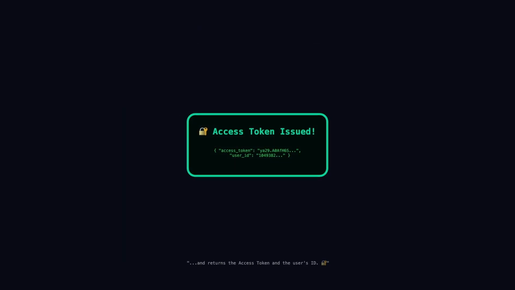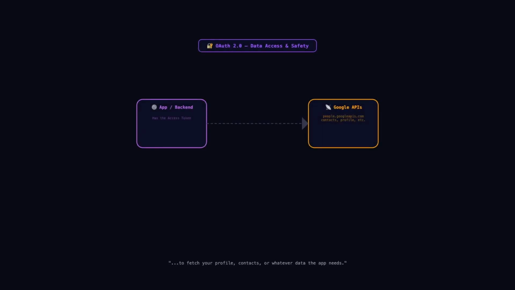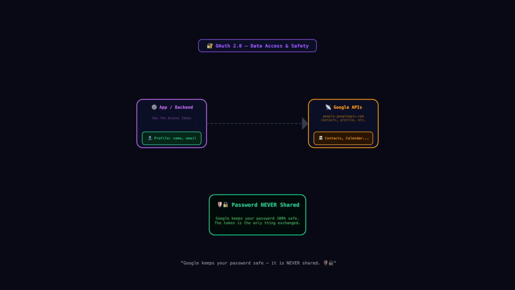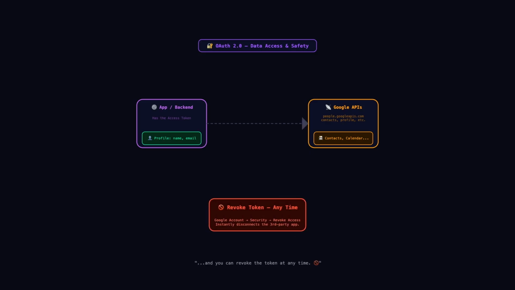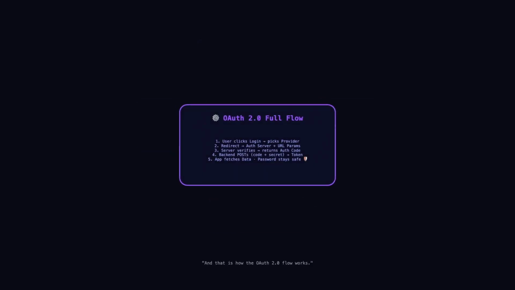Now the third-party app where you wanted to log in can use this access token to fetch your profile or contacts or whatever data is required by that web application. It gets the data it needs. Google keeps your password safe, and you can revoke the token at any time. The web application gets all this data without you needing to share your password with that web application, and that's how the OAuth flow works.